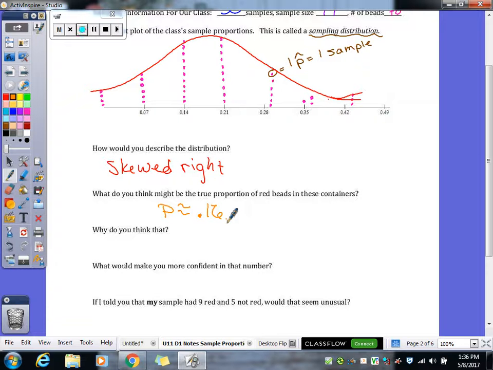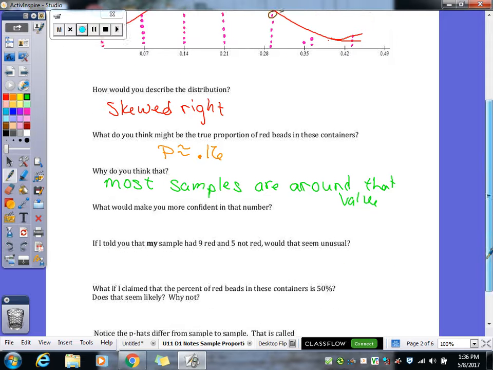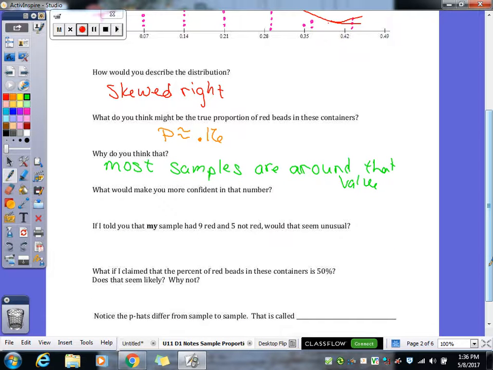So why do we think that? That would be because most samples are around that value. So what would make you more confident in that number? It's pretty simple. More samples. The more samples you have, the more confident you can get in that answer, the more accurate that answer is going to be. So you always want to have more samples.